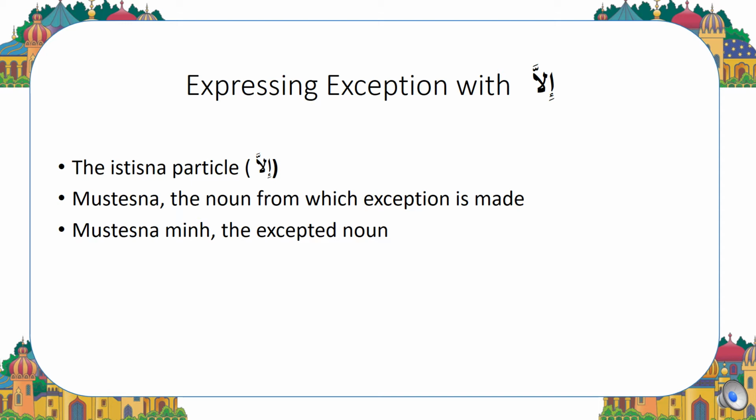1. The Istisna article, إلا. 2. Mustasna, the noun from which exception is made. 3. Mustasna min, the accepted noun.